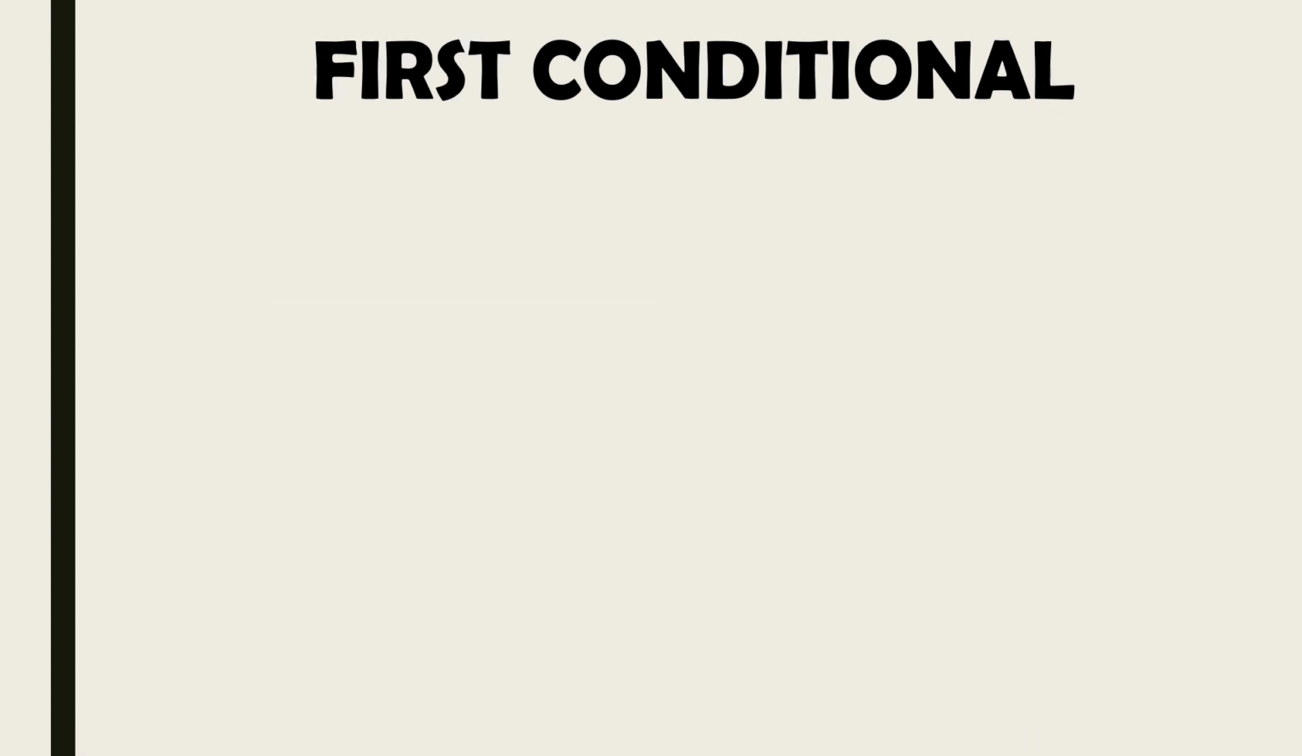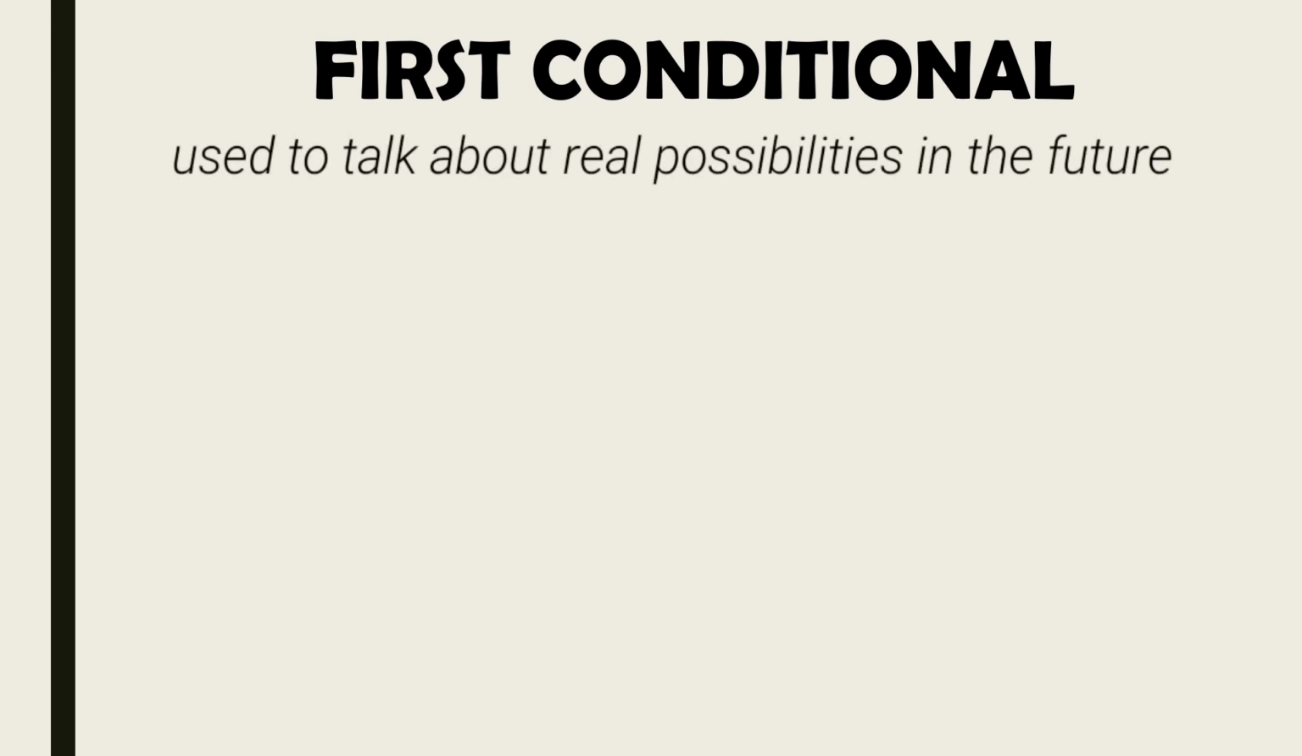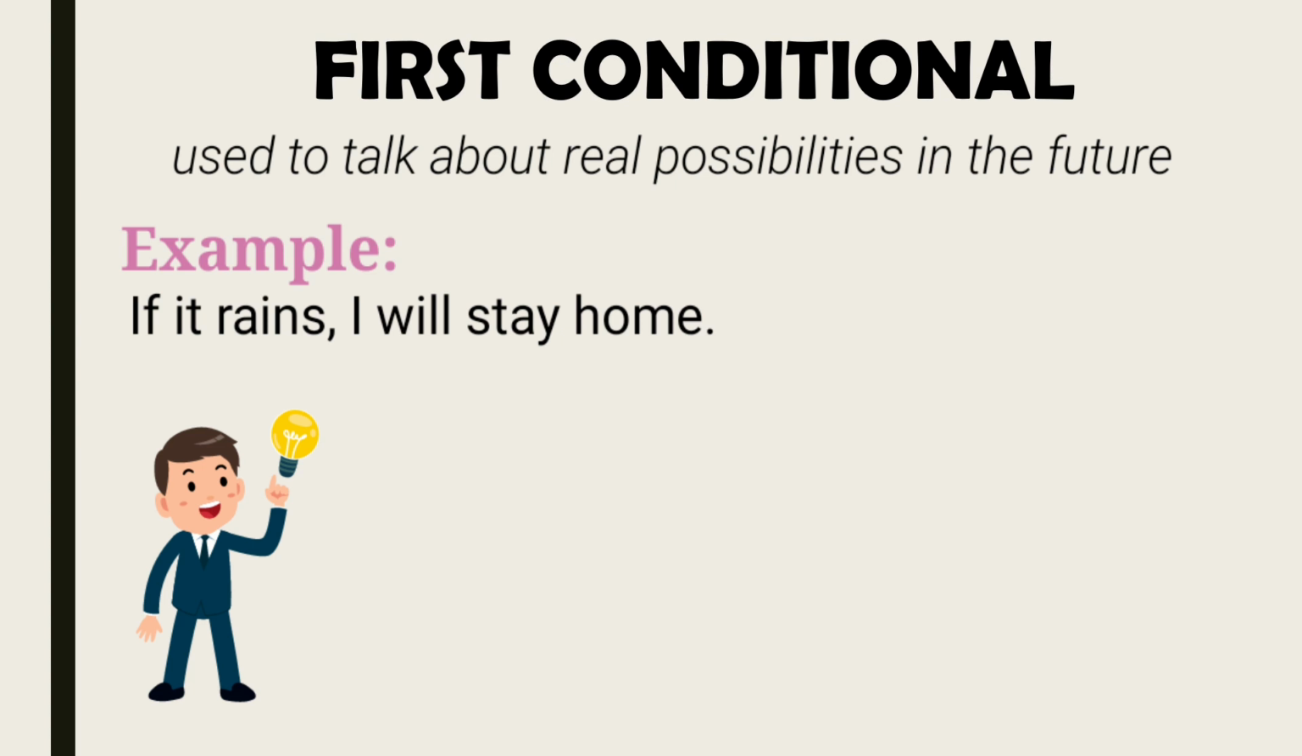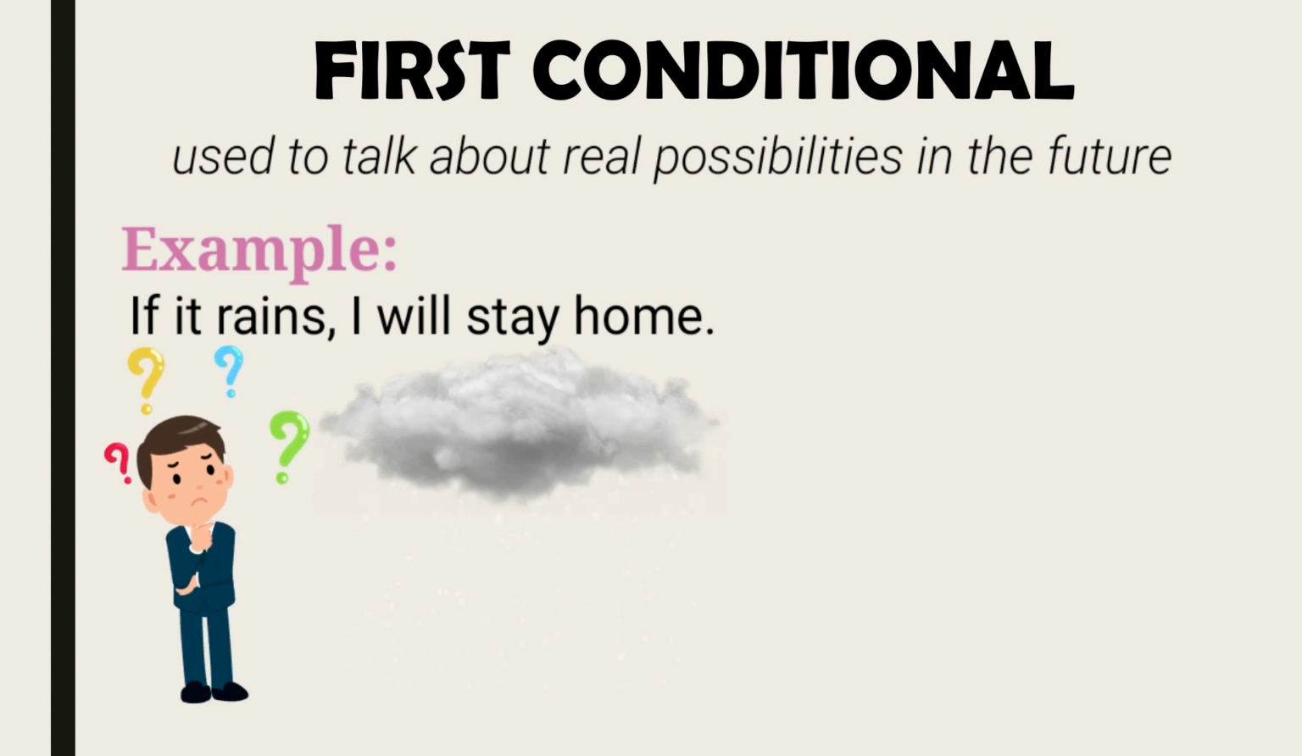Moving on to the first conditional. This type of conditional is used when talking about real possibilities in the future. Let's try this example. If it rains, I will stay home. Imagine that you want to go to the park, but you looked outside and there are some rain clouds in the sky. Now you're thinking of the possibility of rain and what you will do if it happens.